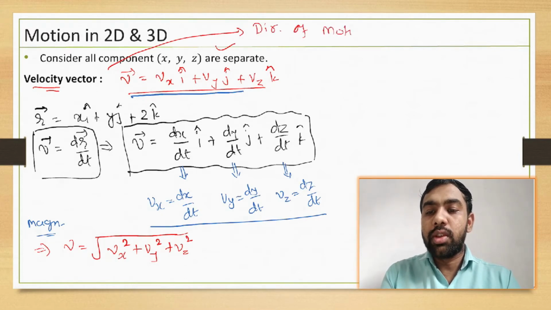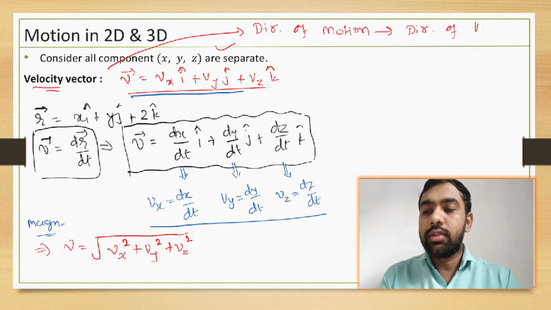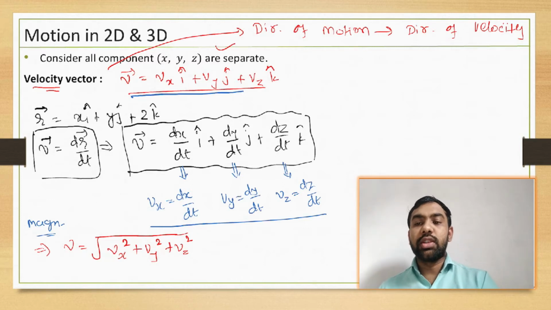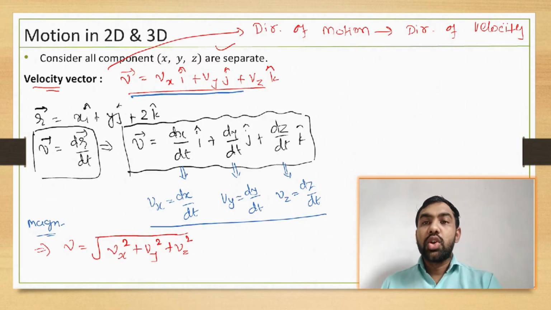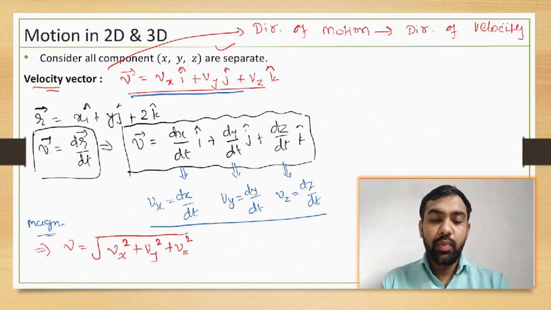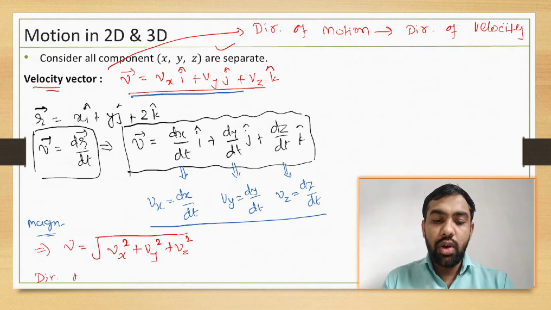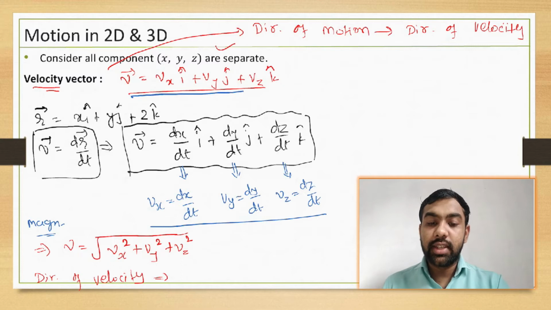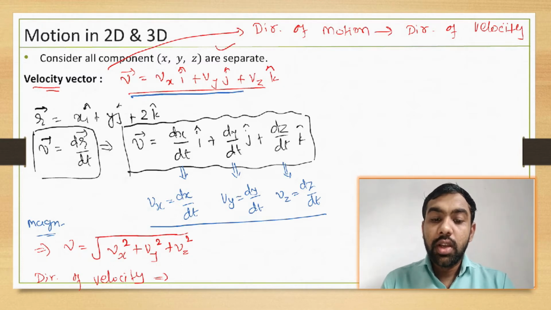Direction of motion means what? Direction of velocity. Direction of motion is equal to what? Direction of motion. So whenever you want a direction of motion, you just find out the velocity direction. So direction of velocity. How do we get this answer, direction of velocity?